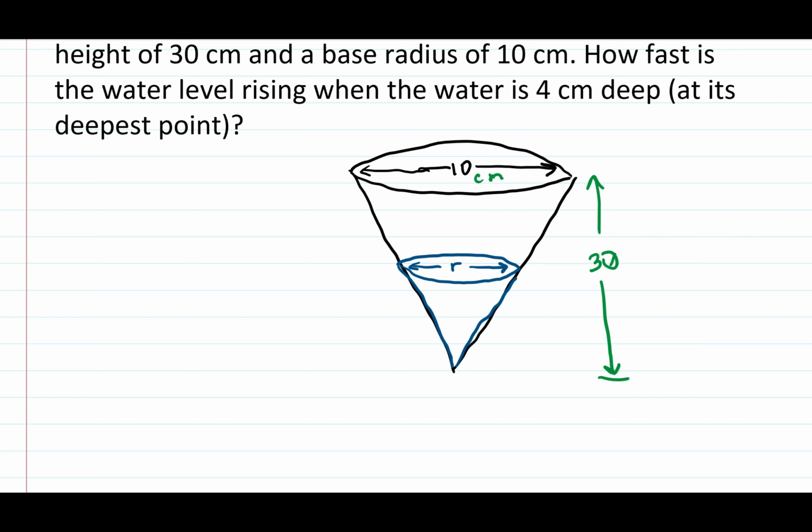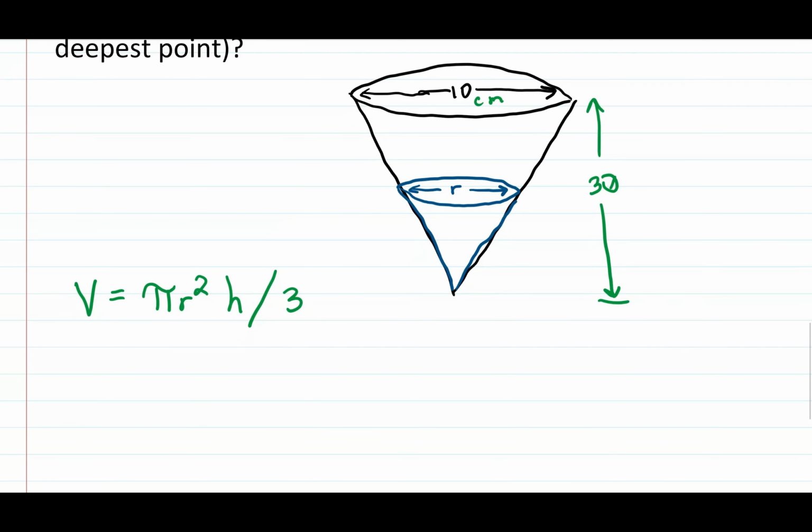V. So the volume of the cone is given by V is equal to pi R squared H divided by 3. So the independent variable here is time. So we know dV/dt, and we want dH/dt.